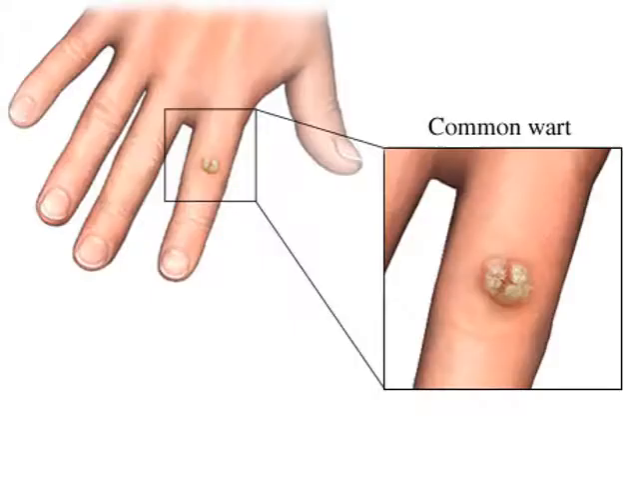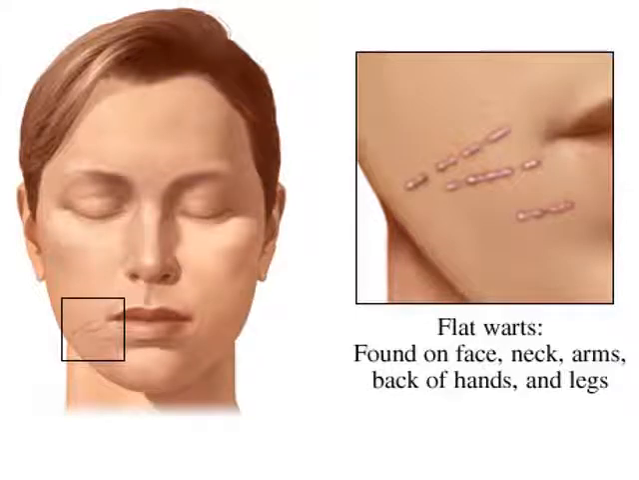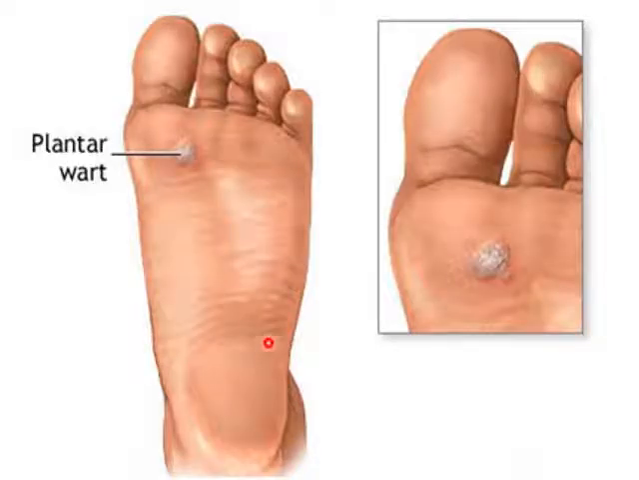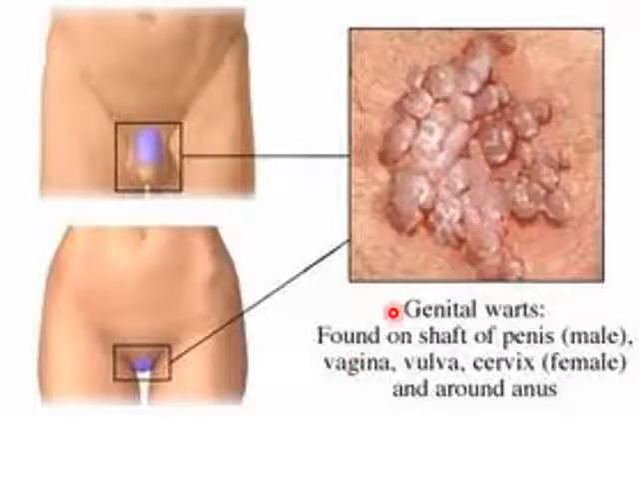You can see the example of a common wart. The flat warts are found on the face, neck, arms, back of hands and legs. You can see the growth is flattened. The plantar warts, as the name suggests, are on the soles, and the genital warts are found on the shaft of the penis, vagina, vulva, cervix and around the anus.